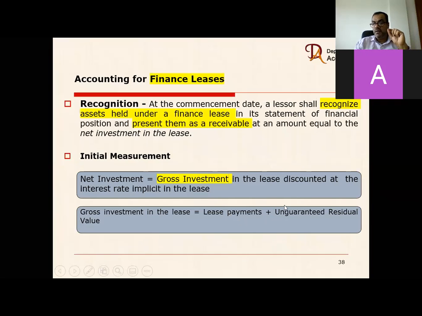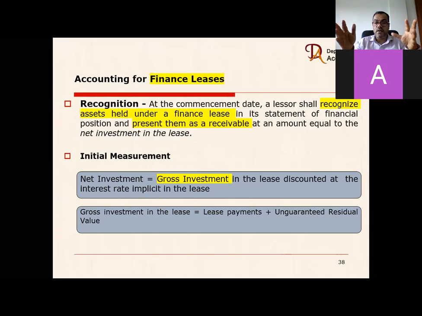But one thing we did not understand as of now is the unguaranteed residual value. What is it? Sometimes there would be an unguaranteed residual value. It depends on the real residual value at the time of transferring the asset. That has to be estimated, assessed. But the guaranteed one is the amount accepted by the lessee to be paid to the lessor at the inception of the lease, irrespective of the real value.